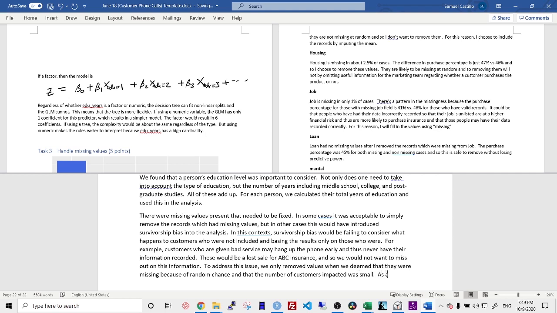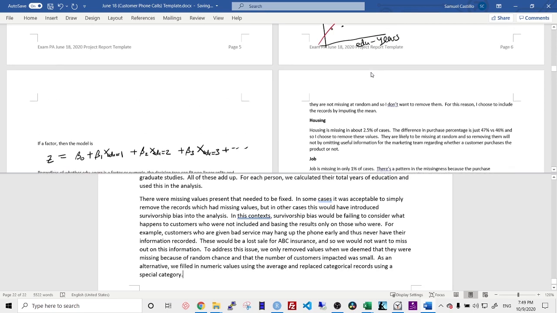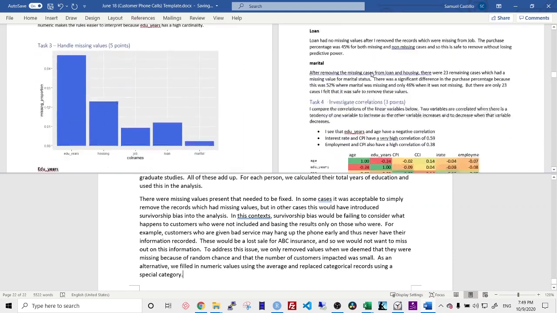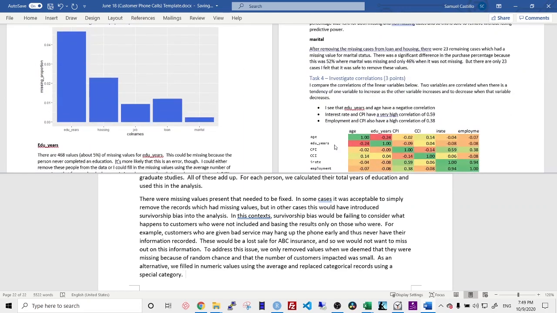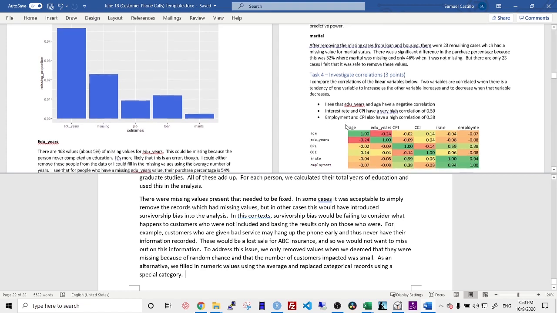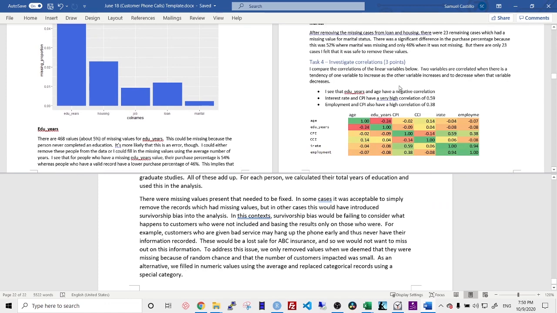As an alternative, we filled in numeric values using the average and replaced categorical records using a special category. And then maybe just summarize. Actually, that's probably enough. I don't need to go into more detail. It says in the project statement not to just repeat what you've already said, but to try to be more abstract in your writing. And then investigate correlations.